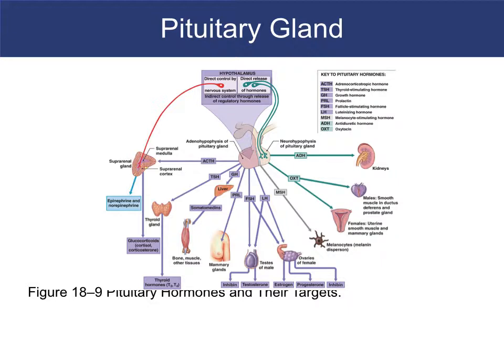ADH and oxytocin, are both actually manufactured in these nerves up here in the hypothalamus. And they travel down through the axons of these direct connecting nerves down into the posterior pituitary, and then they're released from there. So they're not actually made there, they're simply released there. And they travel through the axons to get down there.